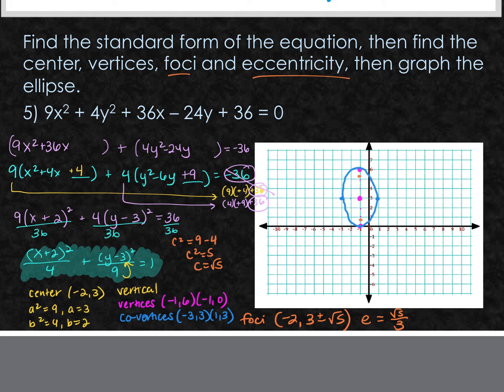And that's all the information we needed. Center, vertices, co-vertices, foci, and eccentricity. And then, of course, the graph.